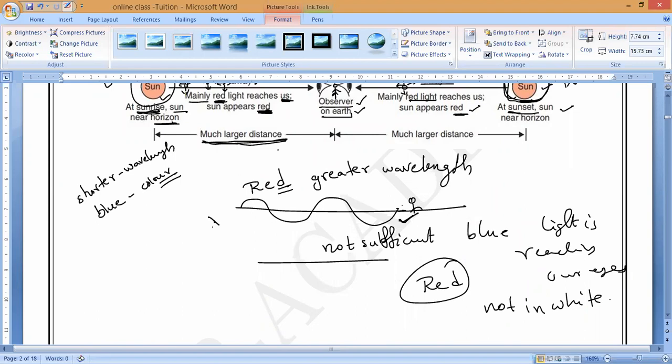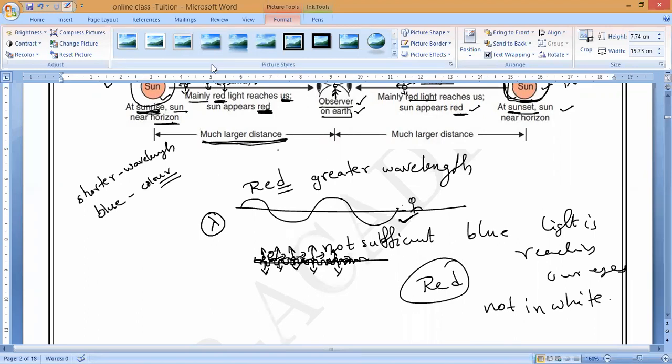Because of greater wavelength. What is that? Greater wavelength. Blue light has a shorter wavelength, meaning a larger frequency. So what is happening? At each and every stage, it will be scattered away. The reason it is going to scatter away at each and every stage. So that is the reason sufficient blue light is not reaching our eyes.